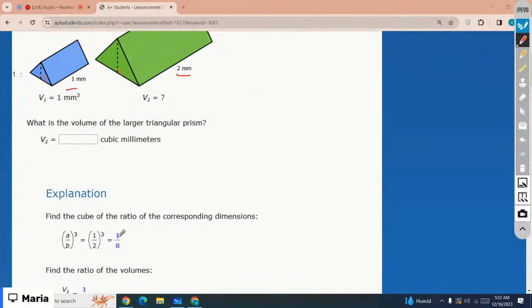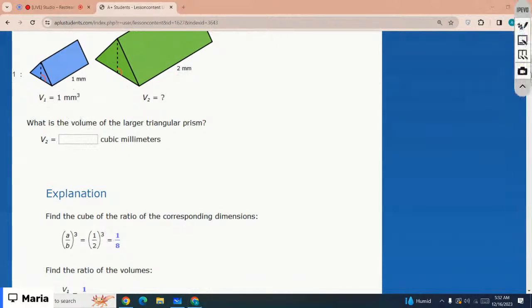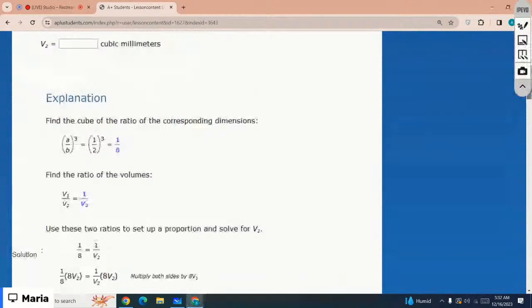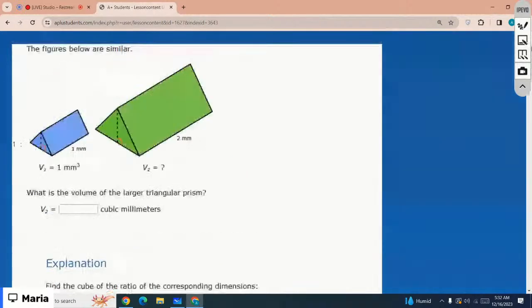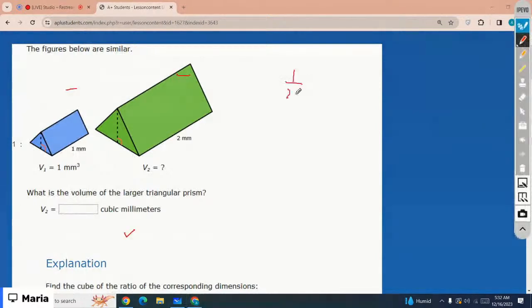Now you need to make a proportion of this side with their volumes, right? The volume is given for the bigger one only. Let me just do here. Just make a cube of the similar sides, right? So the similar sides are 1 over 2 and just calculate their cube. That is 1 over 8.